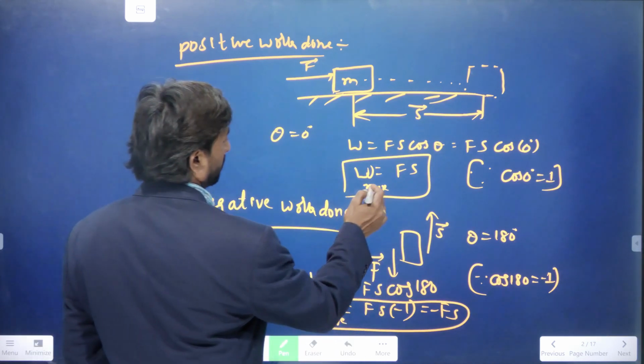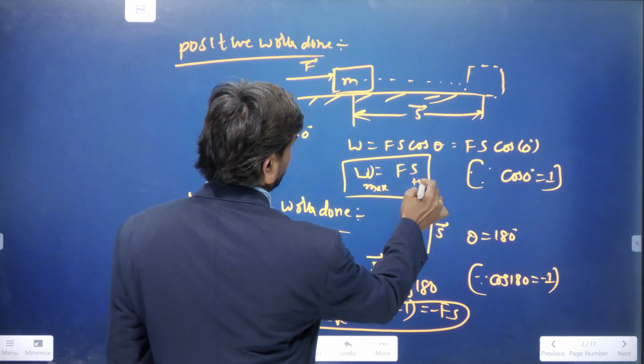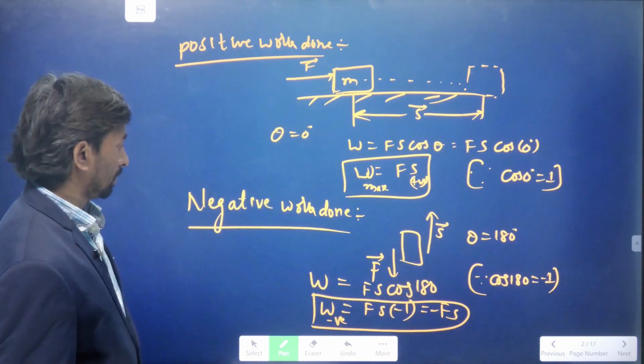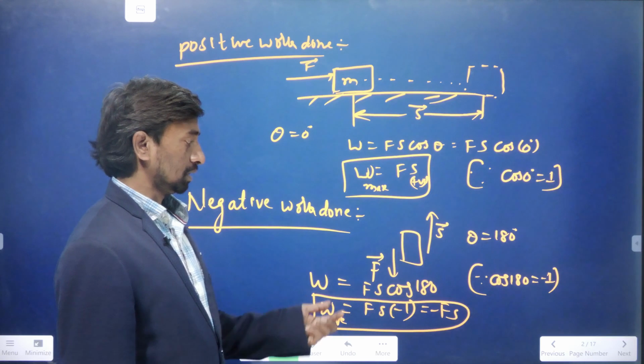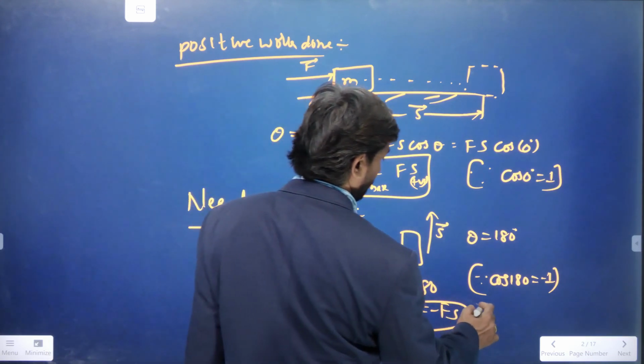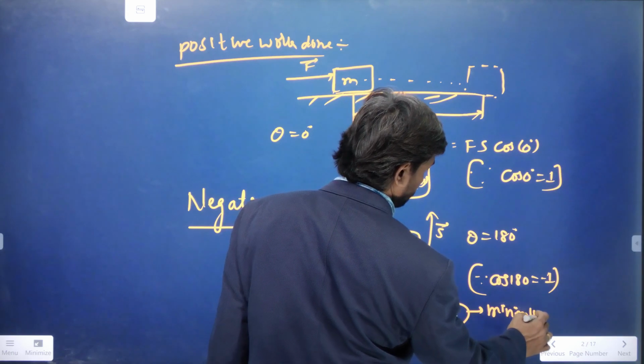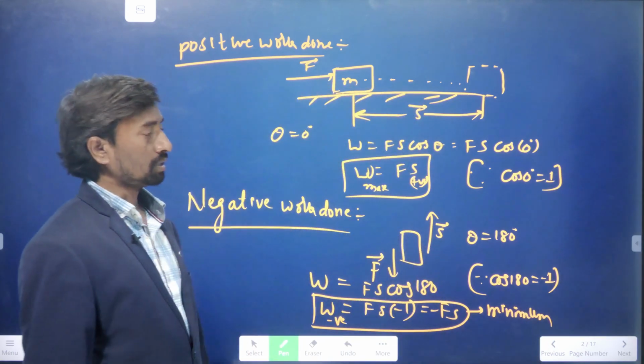And the earlier one we can say is the maximum work done, or positive work done. This is the minimum work done, we can say. Now we'll see zero work done.